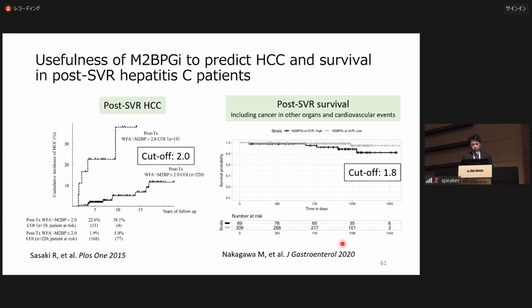And usefulness of M2BPGi was reported to predict HCC and survival in post-SVR patients. In this paper, if the M2BPGi was more than 2, the patients were more likely to develop HCC. And also, in patients with low M2BPGi, the survival after the SVR was high.